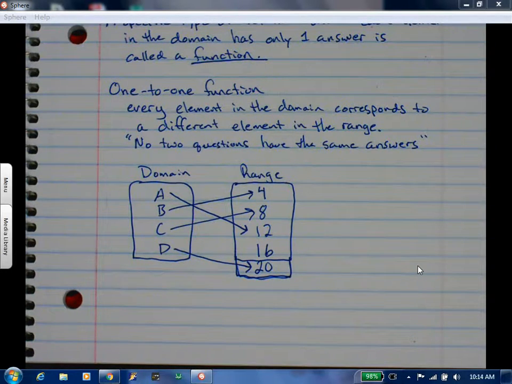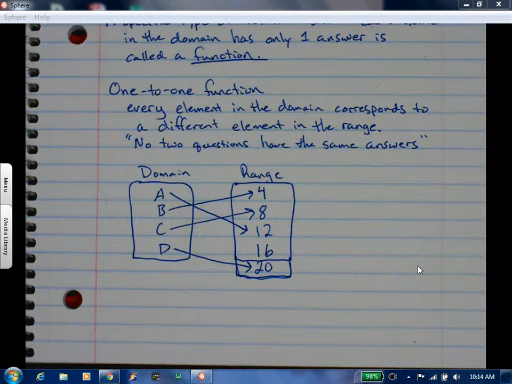The domain is my question. Does every element of the domain go to a different value over here in the range? If I say, what's the value for B? How many answers could you give me? One. This is why it's called a one-to-one function. Every element here goes to one element over here.